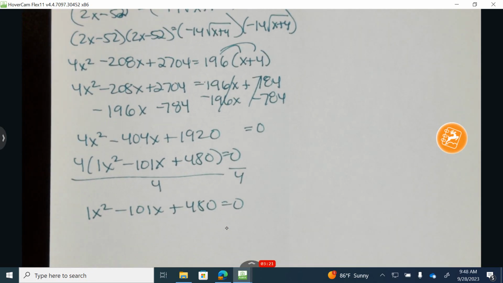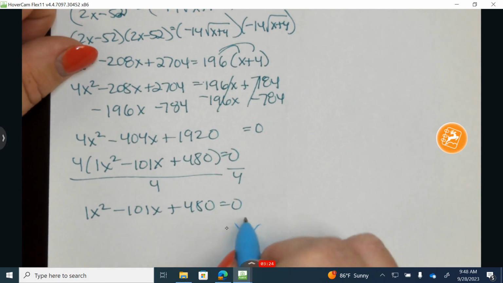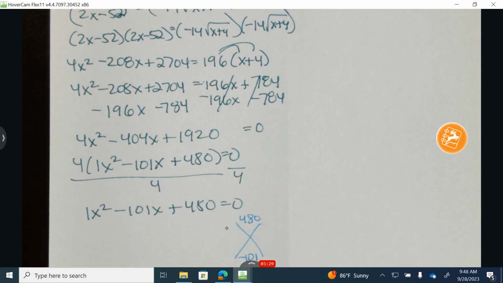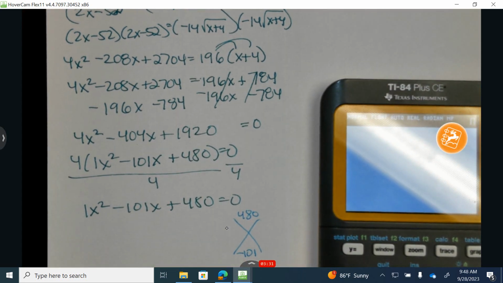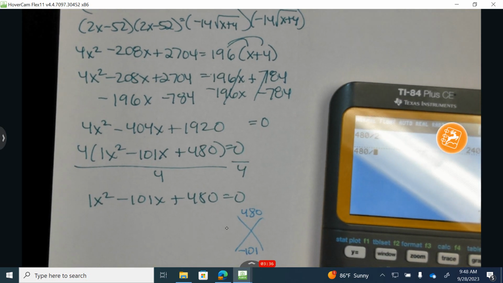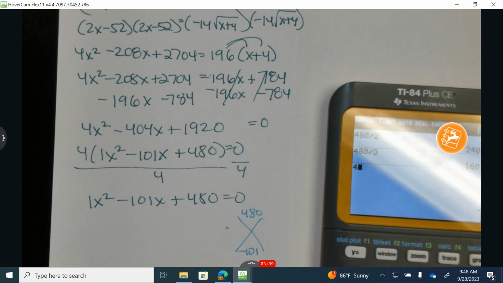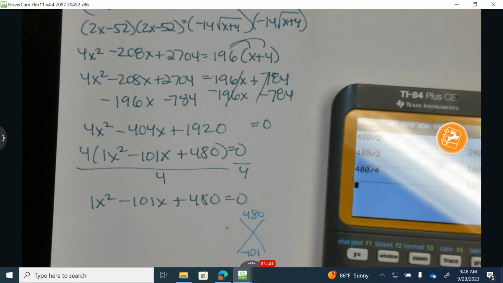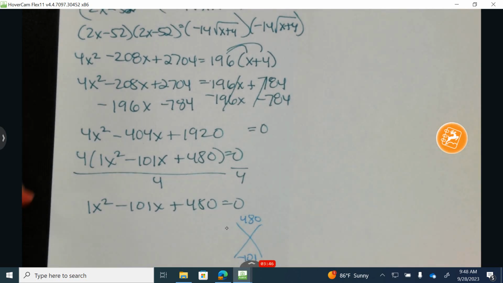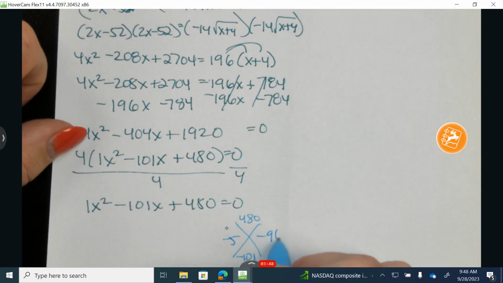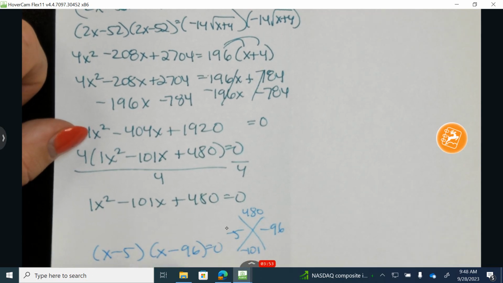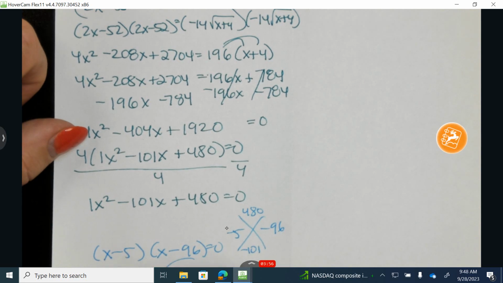All right, what is next? Let's see, what can I do here? So it multiplies to get positive 480, combines to give you negative 101. All right, so I'm going to take 480 divided by 2. Those two do not combine. 480 divided by 3. It's not working. 480 divided by 4. I'm getting closer. 480 divided by 5. Ooh, those two do combine to give you a 101. So negative 5 and negative 96. x minus 5 and x minus 96 equals 0. One answer is 5, one answer is 96.